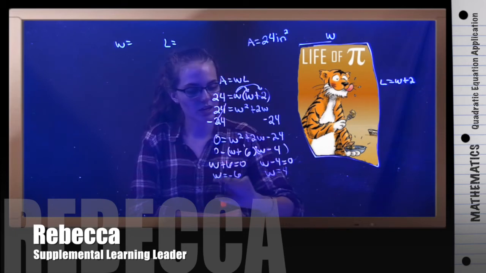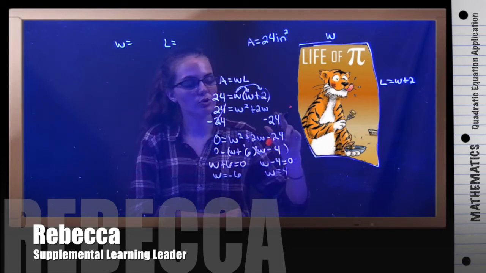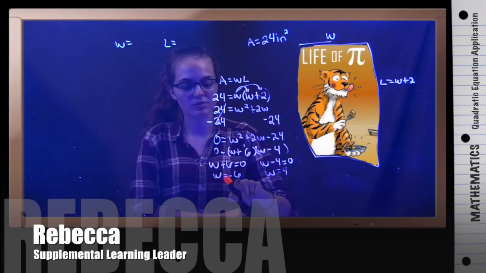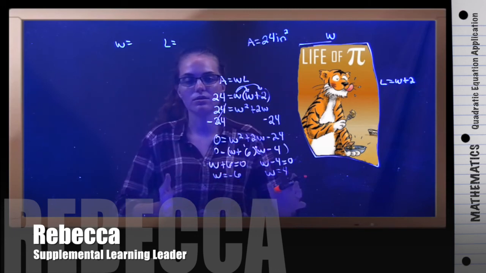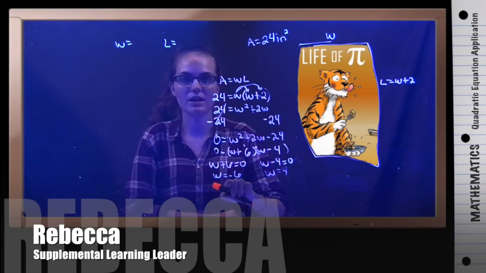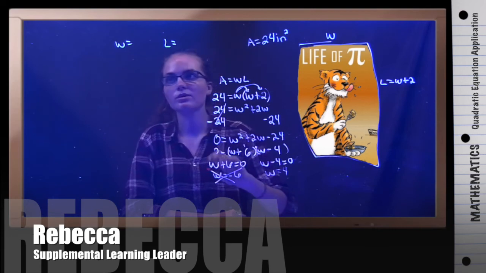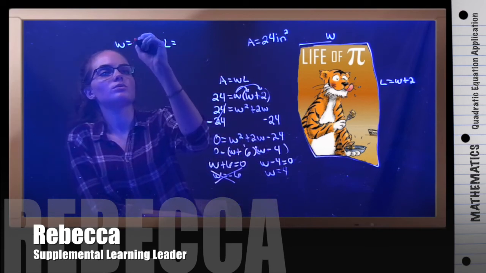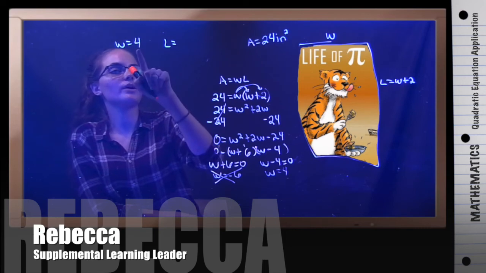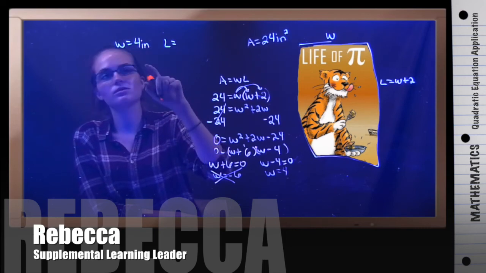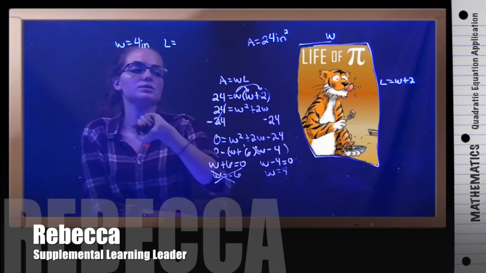But the problem is width can't be two different things. There can only be one width. But if you think about it, W equaling negative 6, length, an amount of distance, can never be negative. So that automatically makes this answer not correct. So W must be 4. So we say 4, but we also have to have units. And the problem says inches. So we're saying width is 4 inches.